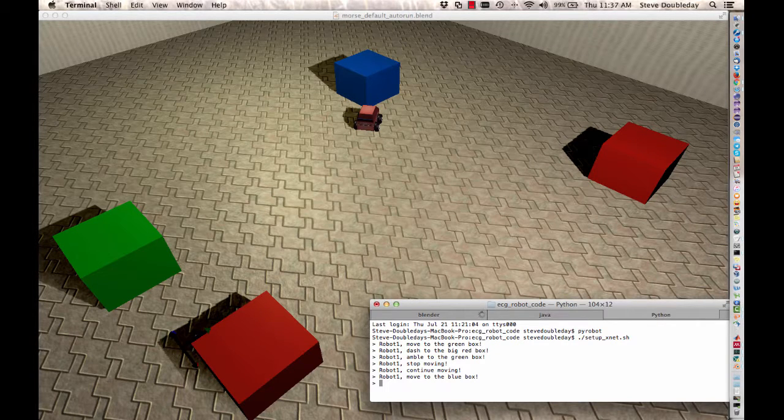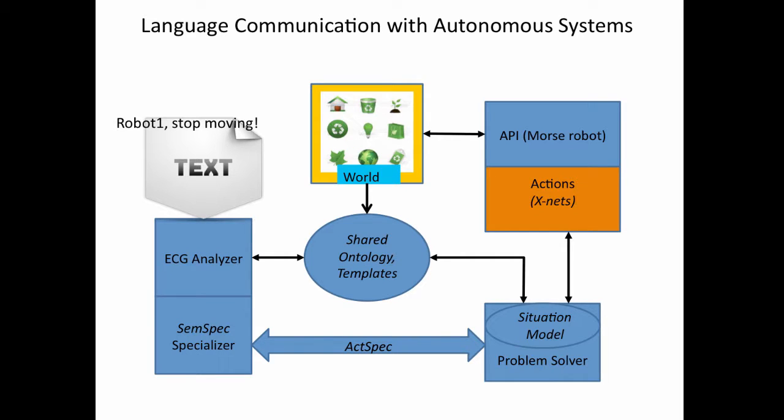Now let's talk about what's going on under the covers. This is the architecture at a very high level of the language communication with autonomous systems. I won't go into all of its detail, but draw your attention to the left side of the diagram, which we can call the language side, and the right side of the diagram, which we can call the action side. And for purposes of today's demonstration, the area where new things have been introduced is the orange box, the Xnet's box.